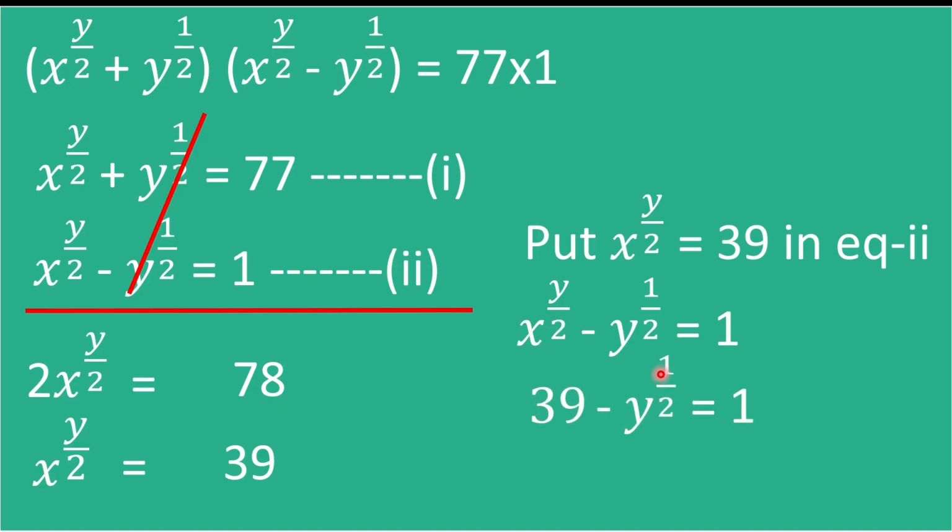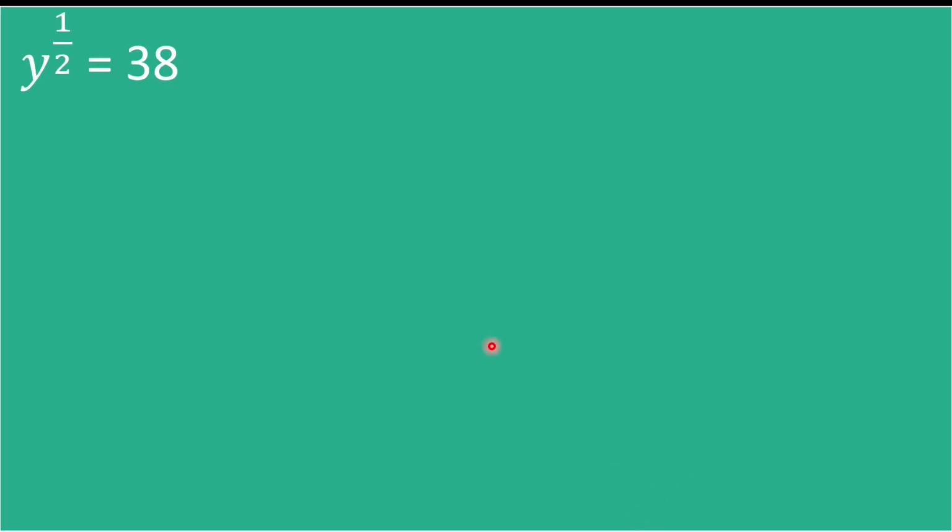So 39 minus y^1 divided by 2 equals 1. Now in the next step we will send this minus y^1 divided by 2 to the other side of the equation, and similarly we will shift this 1 over here. So this will become 38, and this will become y^1 divided by 2. So in actual, y^1 divided by 2 equals 38, and in the next step we have to find out the value of y.